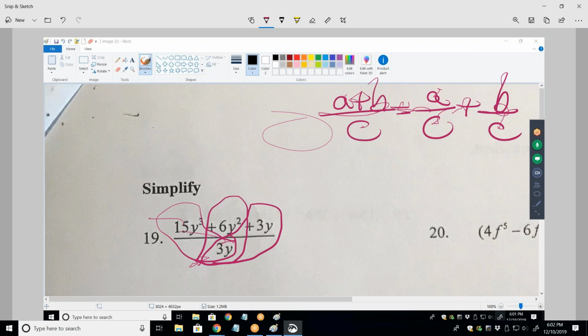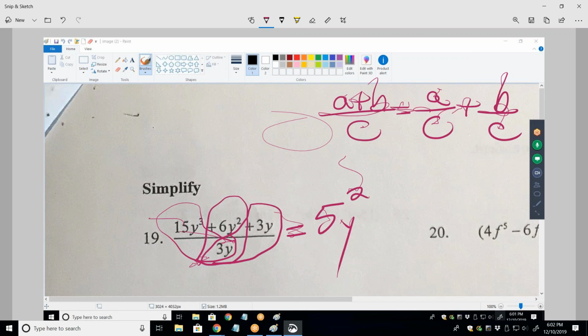What is the first one? What is 15y cubed divided by 3y equal? It'll just be 5y cubed. What are you going to do with the exponent? You're dividing. Oh, okay. Subtract. So it would be 5y squared. Okay. Do the second one.